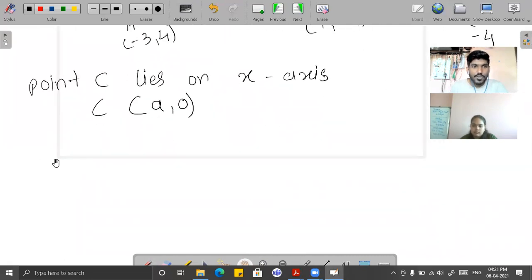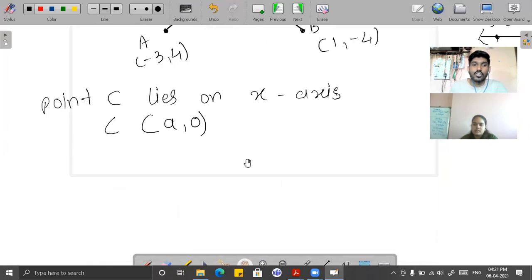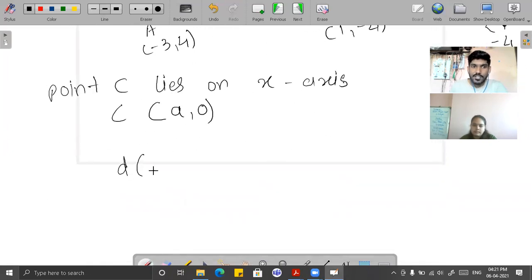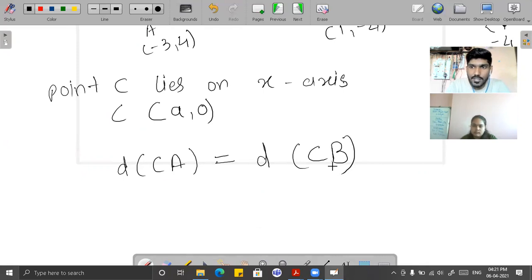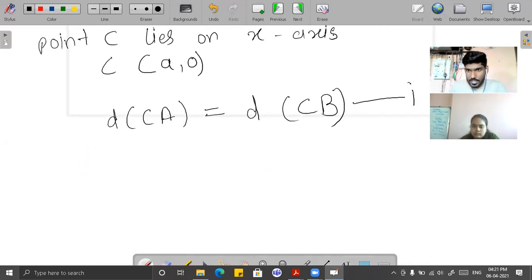Now it is given in the question that distance CA and distance CB are equal. That means equidistant. So I can write distance CA equal to distance CB. Is this clear? Okay. Now we will use the distance formula. I'll call this equation 1. First, using the distance formula, we'll find out distance CA.